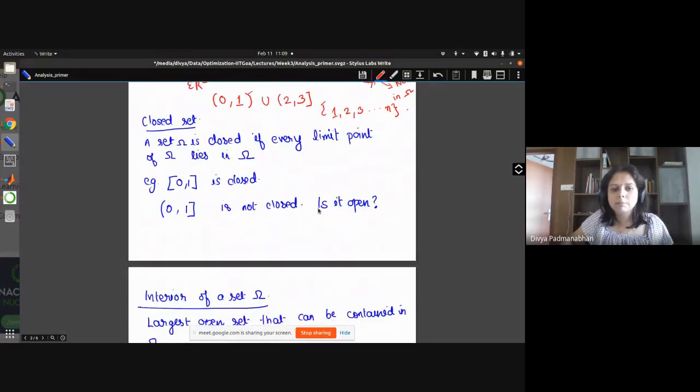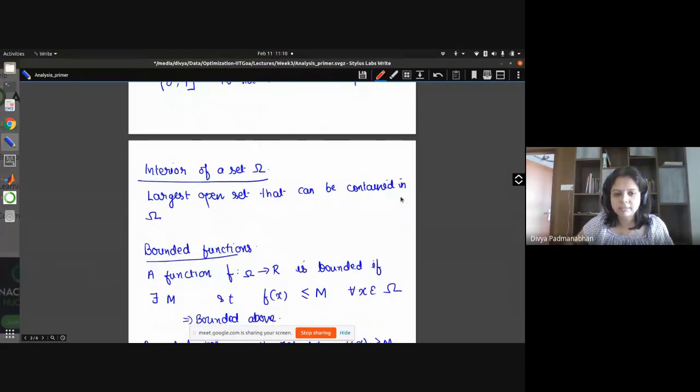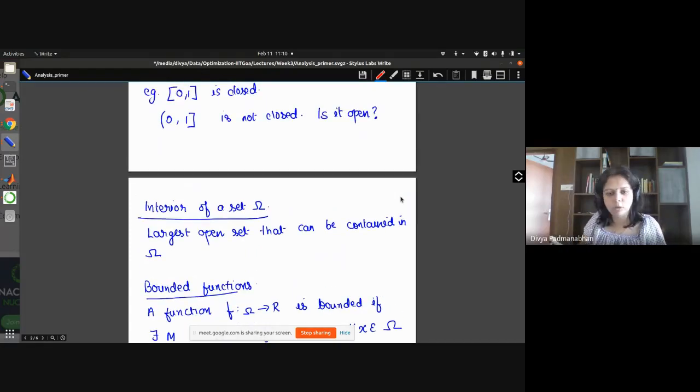Okay, so now coming to the interior of a set. Intuitively you can think of it as everything other than the boundary. To write it in terms of these topology notions, you say it's the largest open set that you can contain in the set. Okay, so that's the interior. So far we saw some properties of sets. These things are useful because when you approach an optimization problem, you're going to have a constraint set, a set of points from which you're going to look at the possible solutions. So that's why it's important to understand these notions of topology, or the geometry of the set.